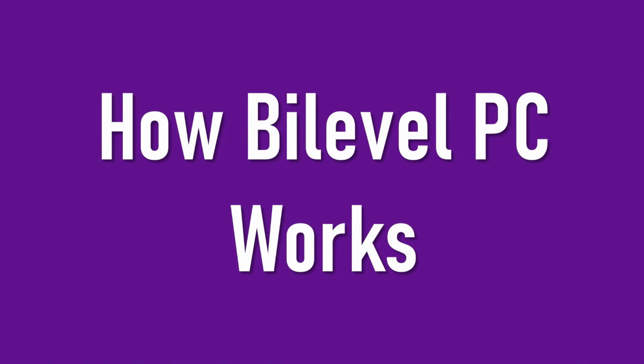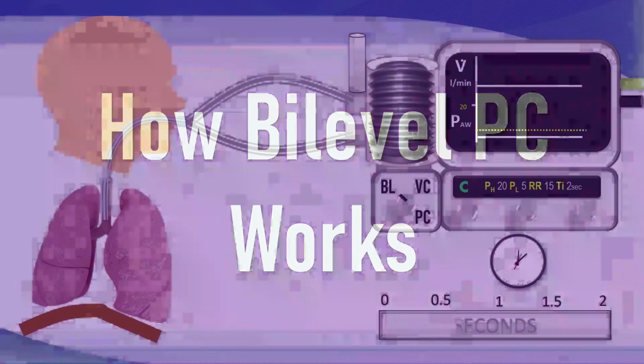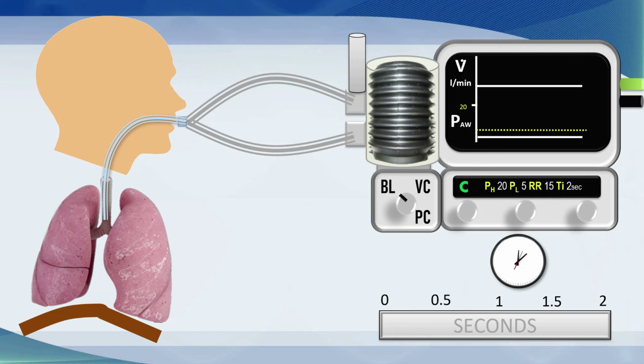How bilevel pressure control works. In this cartoon, we have set the mode of ventilation as bilevel, with a P high of 20 and a P low of 5. That means a high pressure level of 20 and a low pressure level equivalent to PEEP of 5, and an inspiratory time of 2 seconds. As this is pressure controlled ventilation, the breaths are both time triggered and time cycled.